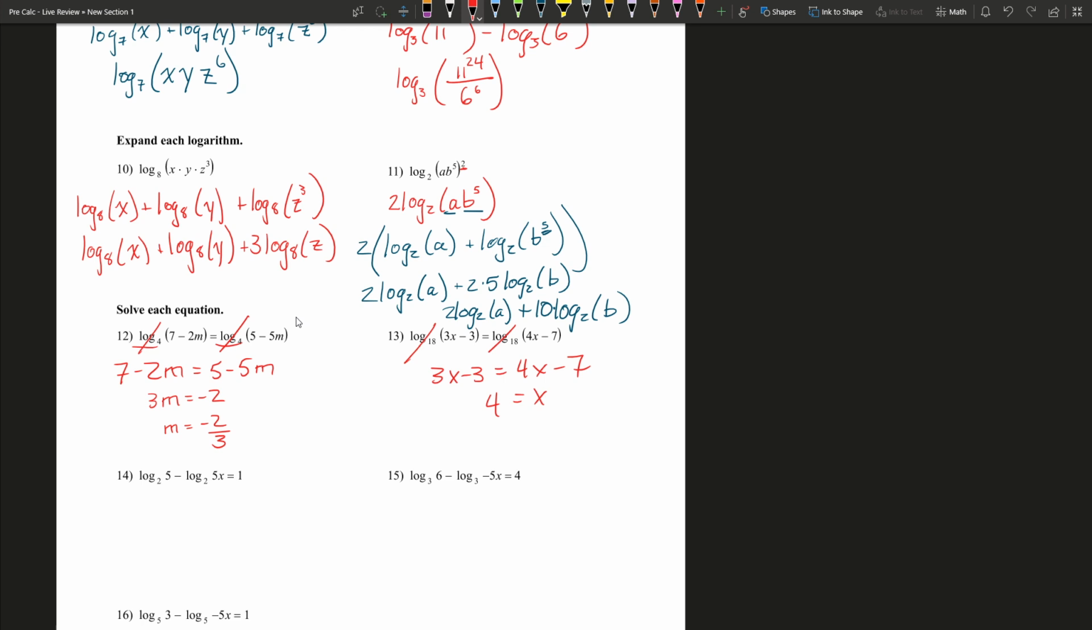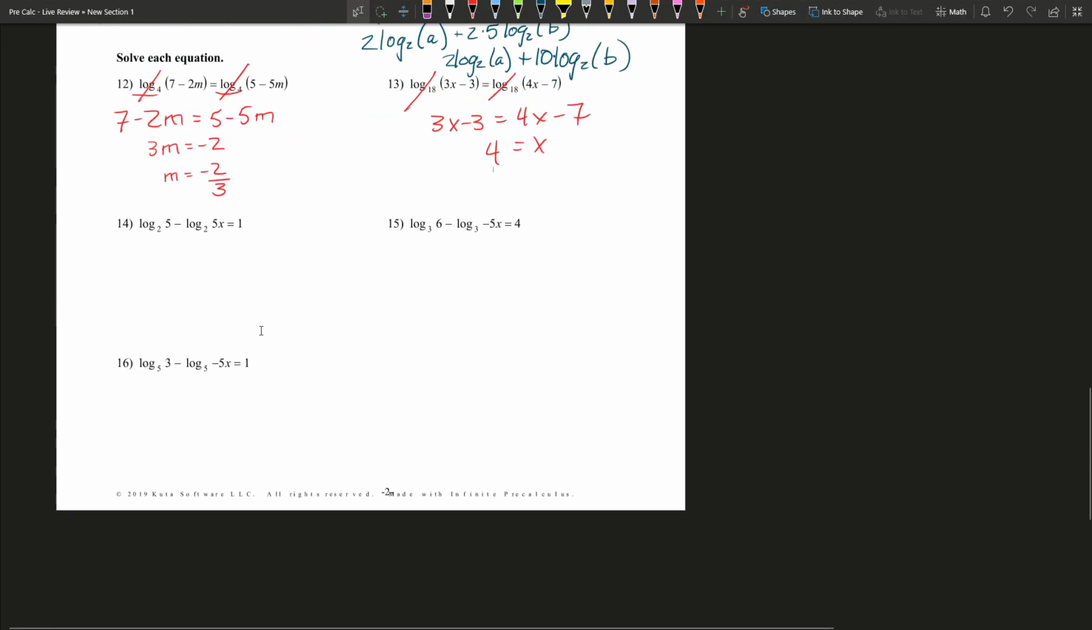The rest of these, we have to use a combination of condensing and the one-to-one property and just what logs are. All right, so number 14, log base 2 of 5 minus log base 2 of 5x is equal to 1. The first thing we need to do is to condense the left-hand side. So when we have a difference, we can use the quotient property. So this condenses into log base 2 of 5 divided by 5x. And we didn't do anything to either side, so it's still equal to 1.